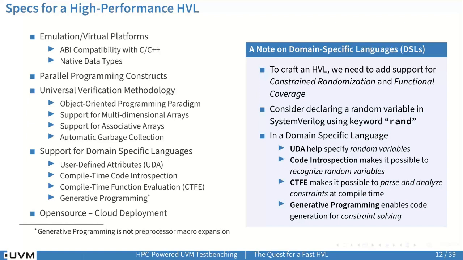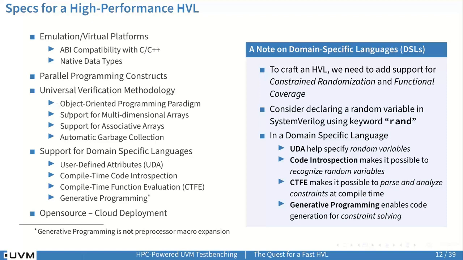So every server processor, if it has FPGA cores available, and that's going to happen because AMD bought Xilinx and Intel bought Altera. So that's the primary motivation. So with hybrid processors, almost every server and machine is going to have processor plus FPGA. So you'll be able to map your design on the FPGA and run the test bench on the processor. But for that, it's very important to have ABI compatibility with C and C++, native data types, parallel programming constructs. And then for implementing universal verification methodology, you need object-oriented paradigm, just like SystemVerilog.